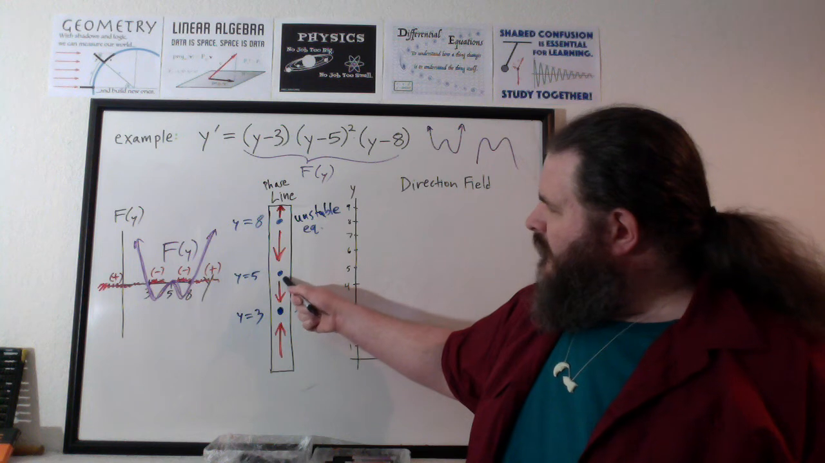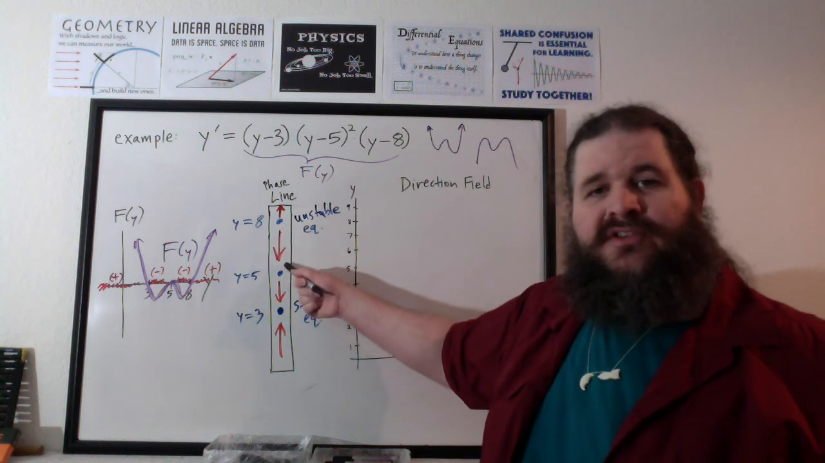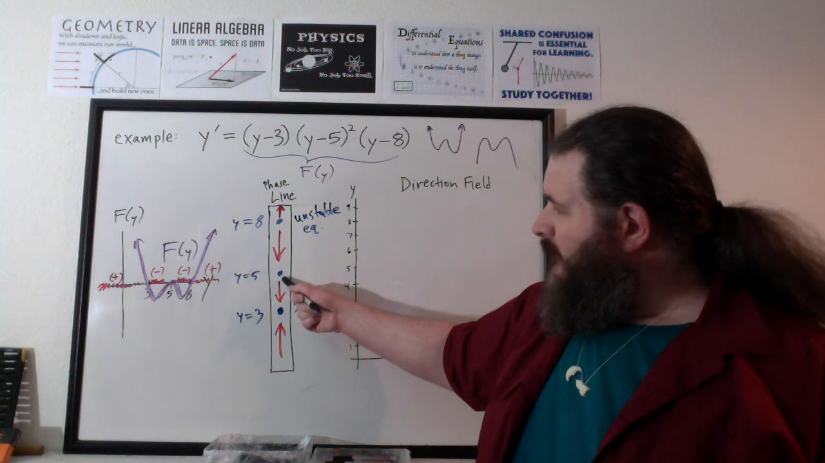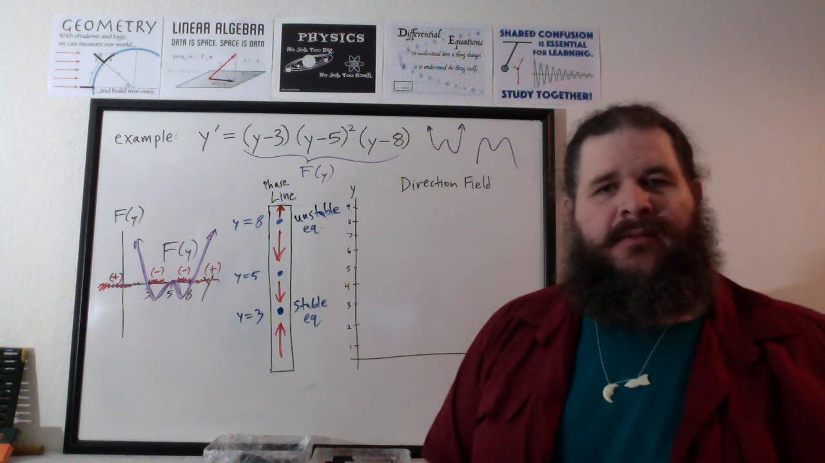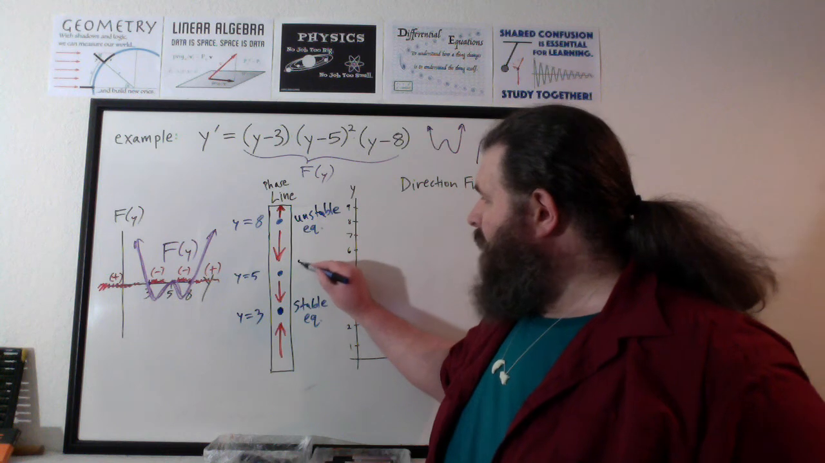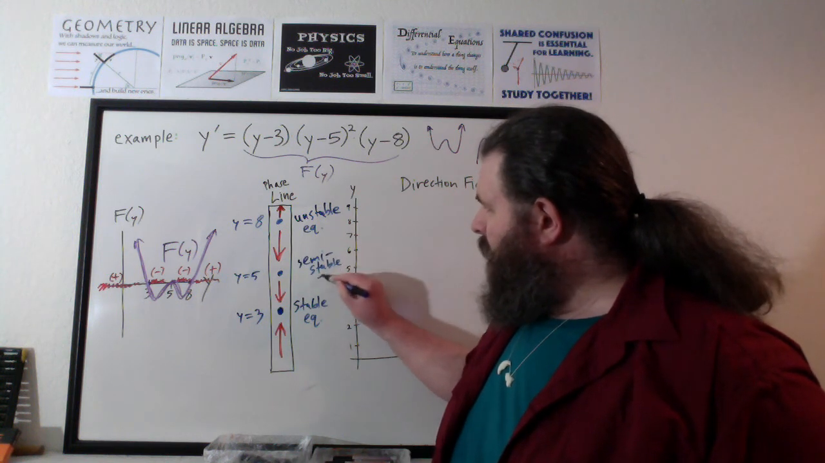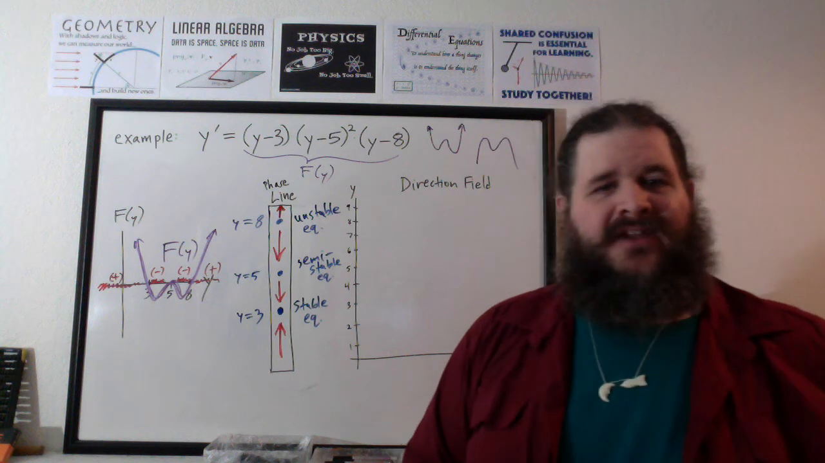And y equals 5 is kind of unusual. On the top, we've got values going towards it, so it looks stable. Underneath, we've got values going away from it, so it looks unstable. That mixed case there is called a semi-stable or half-stable equilibrium. Semi-stable equilibrium, or sometimes called half-stable.